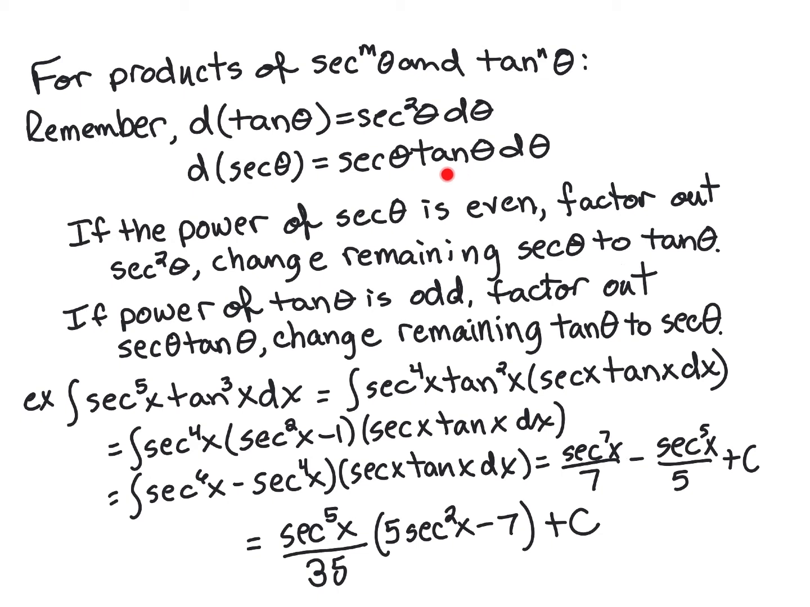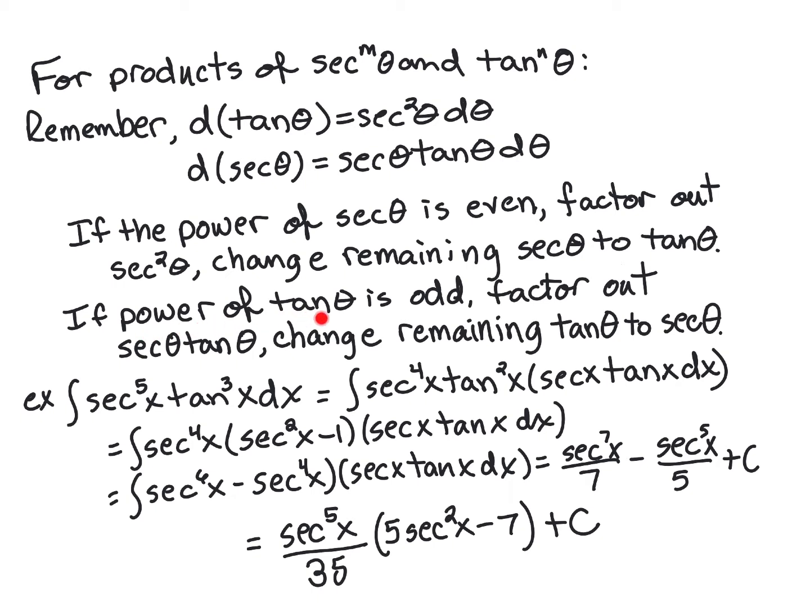If I can factor out a secant tangent, that will be the du if I have everything in terms of the secant. So these are best learned by just doing them. Play around with them, and then you don't have to remember these rules. But for now, if the power of secant is even, factor out secant squared and change the rest. If it started as an even and you factor out a square, the rest will be even, you can use the Pythagorean identity to change the rest to tangents, okay?